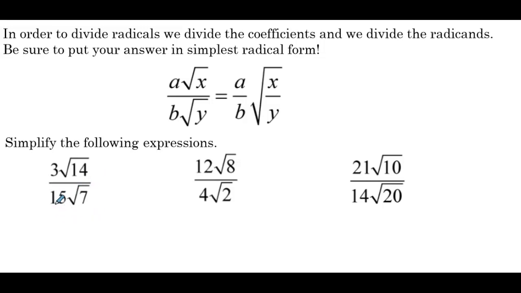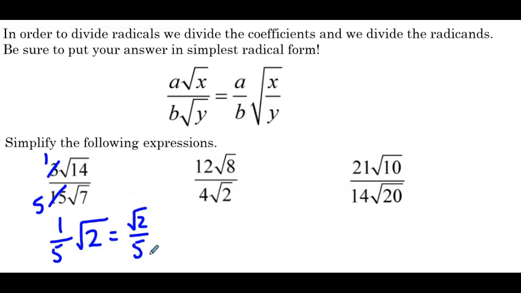square root of 7. So we're going to simplify the coefficients. Okay, so they both share a factor of 3. So that would become 1, that would become 5. And so we have 1/5. Then we're going to take the ratio of what's inside the radicands. So 14 divided by 7 is 2. And we can rewrite this as the square root of 2 over 5 to make it a cleaner expression.